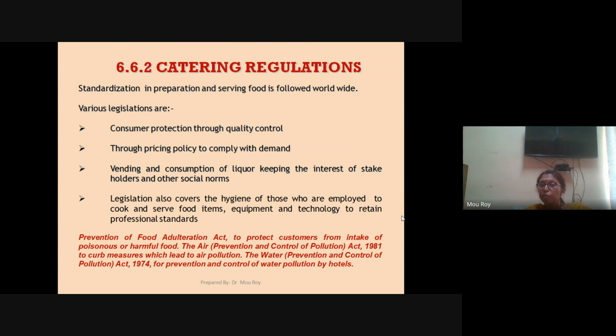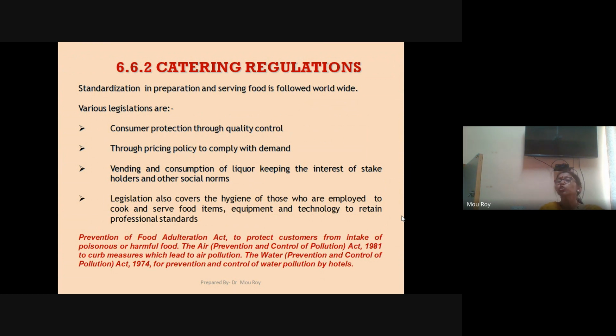So there is the Prevention of Food Adulteration Act, which would protect customers from intake of poisonous or harmful food. Then there is the Air Prevention and Control of Pollution Act, to curb measures which lead to air pollution. Then there's the Water Prevention and Control of Pollution Act, 1974, for the prevention and control of water pollution by hotels. So these are being maintained by the hotels.